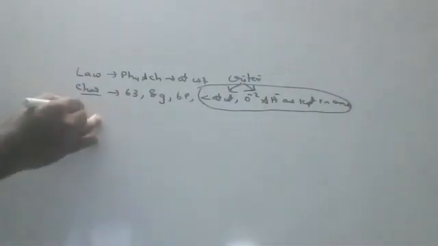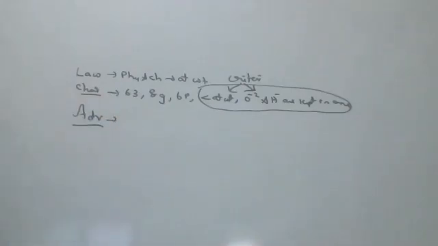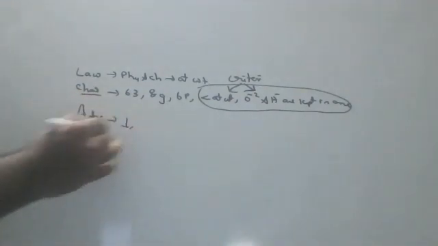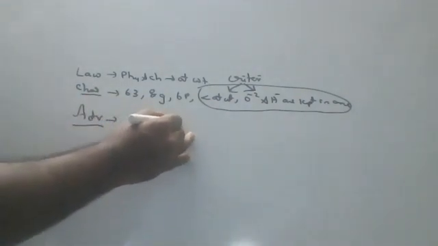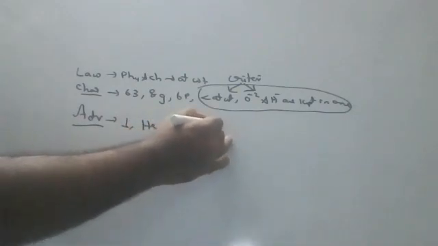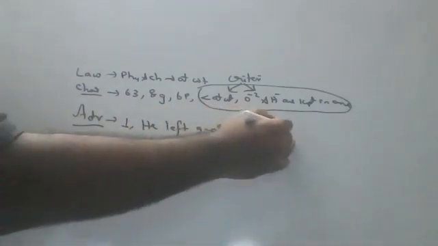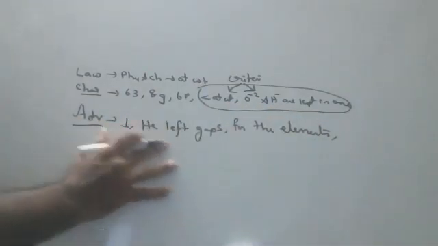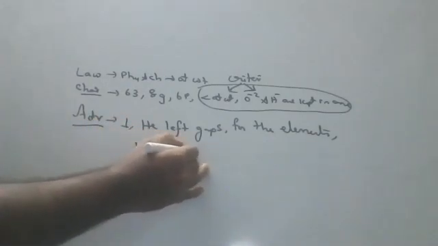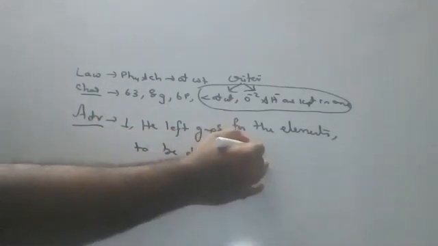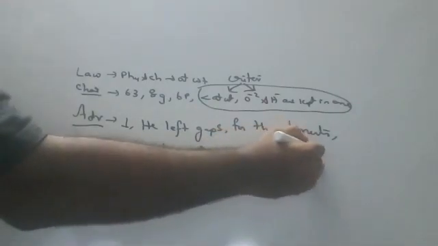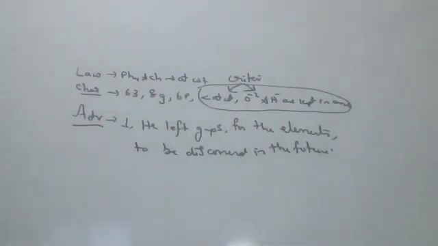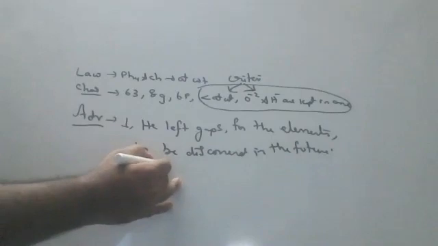Now, children, the most important topic: advantages. What are the advantages of this table, children? Number 1, you should always write this: he left gaps for the elements to be discovered in the future. Understood, children? You can understand his greatness. What is available only, he didn't classify; what is not available also, he classified. And like that, he left 3 gaps, children.